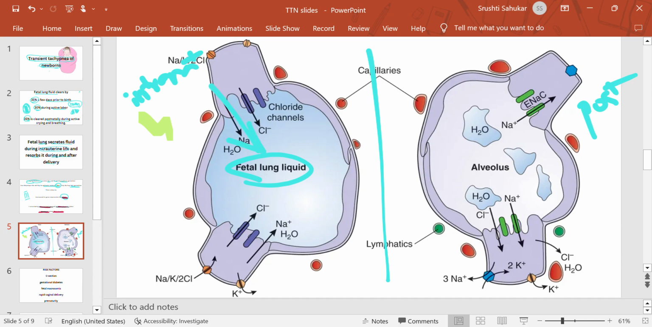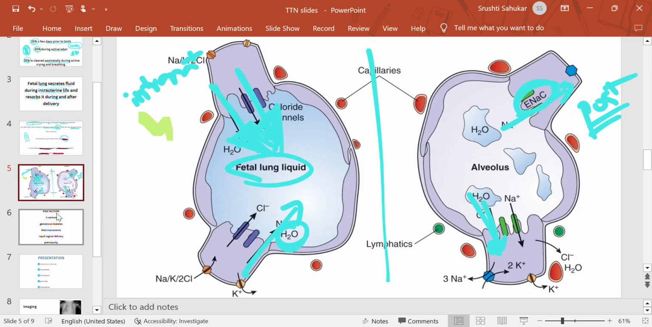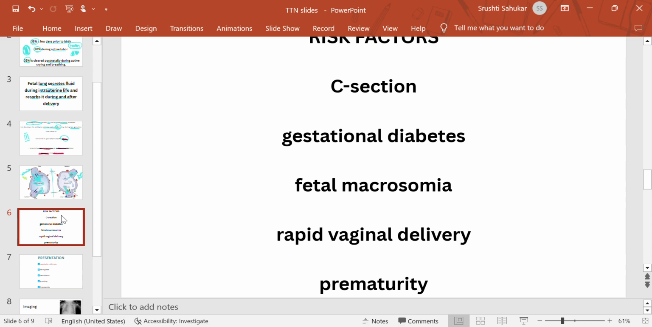So here you can see that there's sodium and chloride. First there's chloride, because we read that it's the chloride that gets secreted, and then sodium follows it, possibly because it wants to maintain electroneutrality, and then there's water coming in because sodium is osmotically active. And what happens postnatally is that ENaC expression increases and sodium goes out, so does chloride, and so does water. So that's the physiology behind resorbing the fluid after the baby is born.